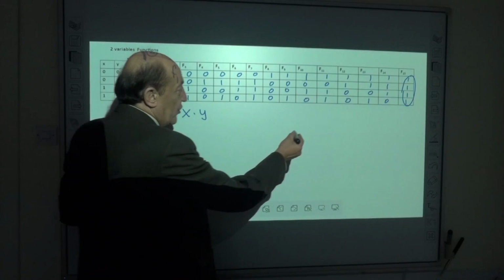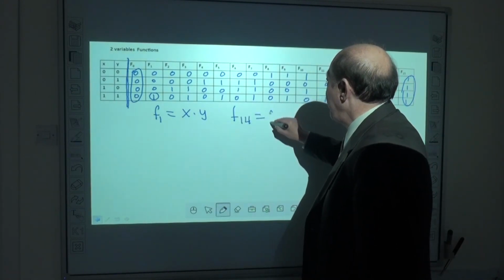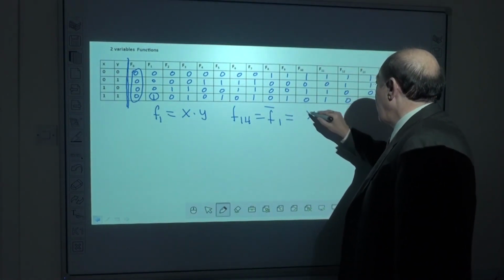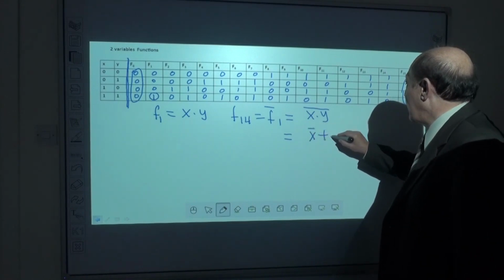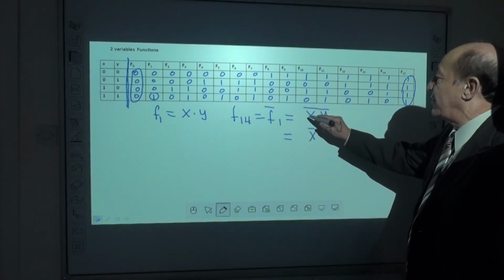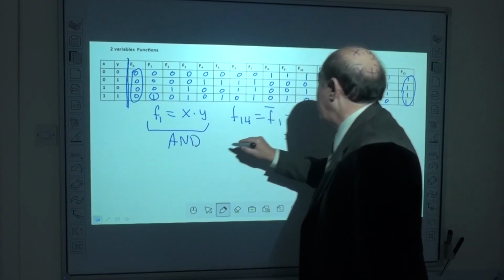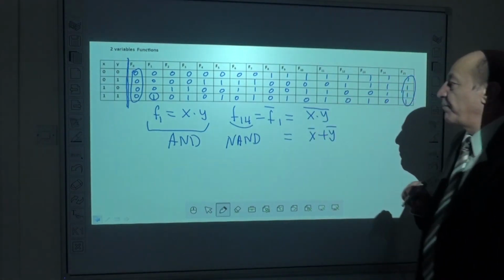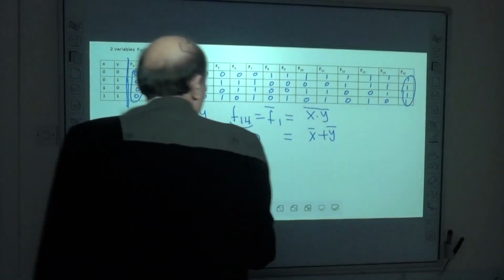f14 equals the complement of f1. So it is equal to (x and y) or not, and it is this, not x or not y. f14 is the NAND. Really, you can obtain f14 if you are not convinced.